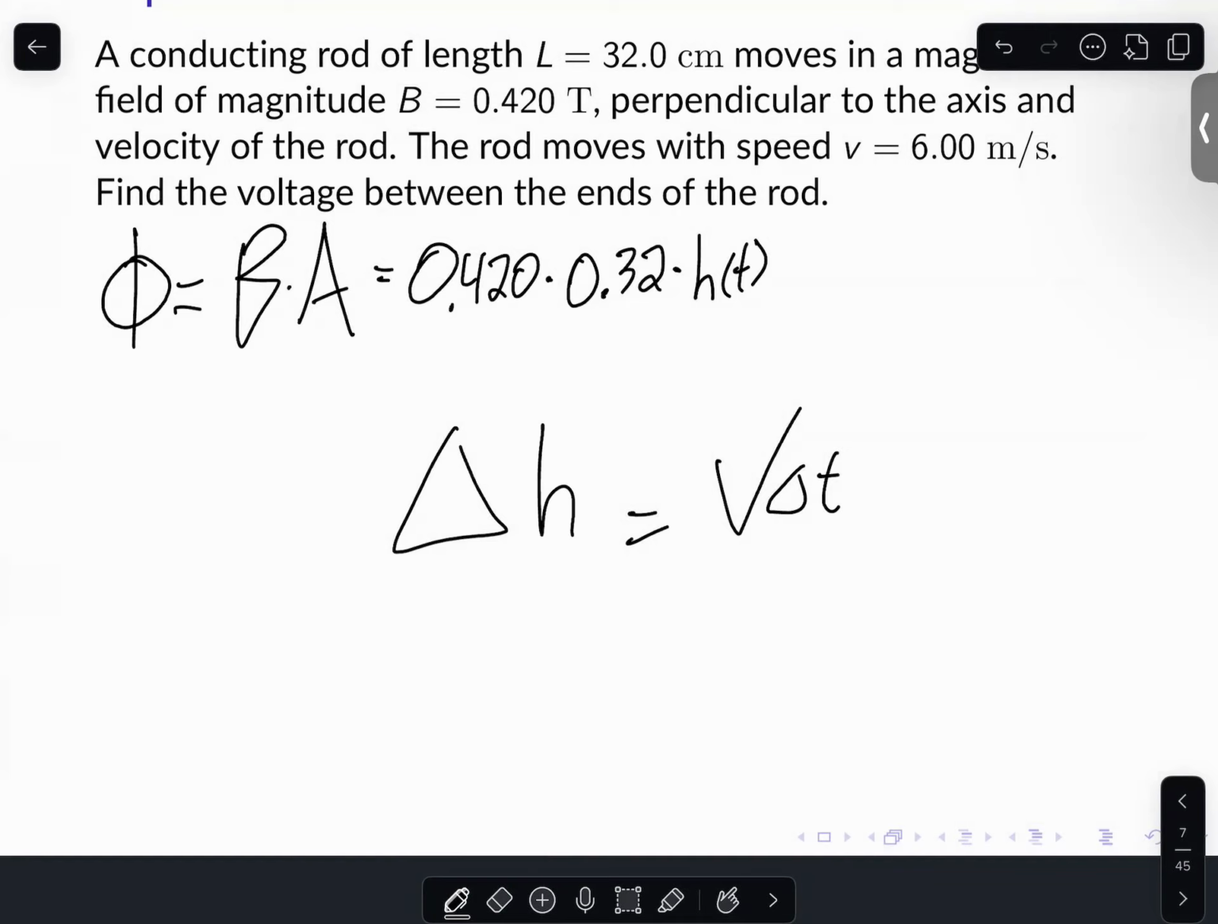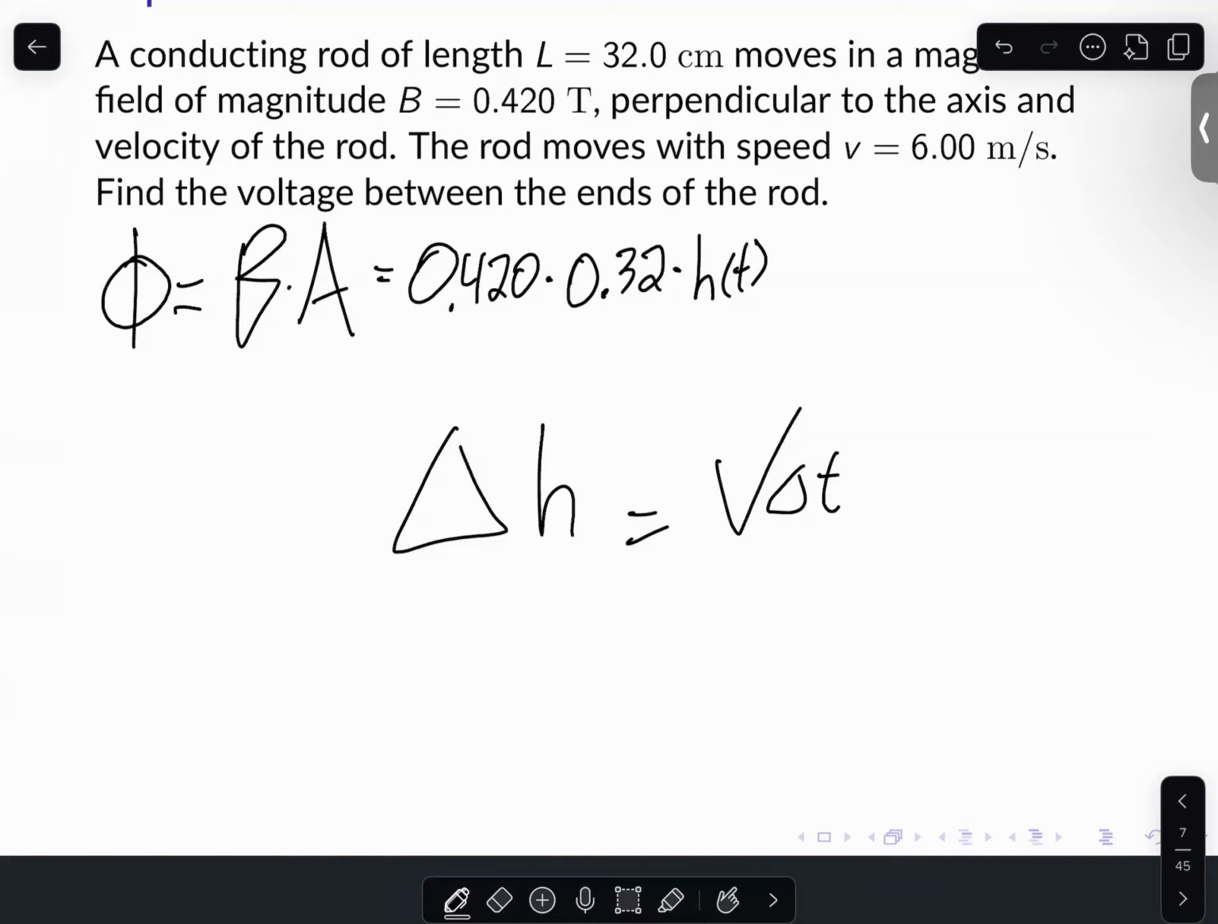What if I started at 1 meter high? What if height initial were 1? 6t plus 1. What if I started at 3 meters high? What would the equation be? Google Form D.